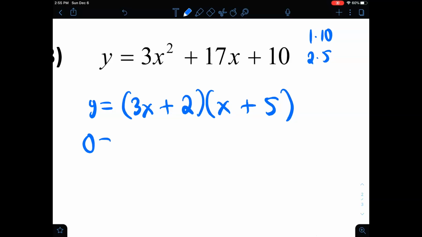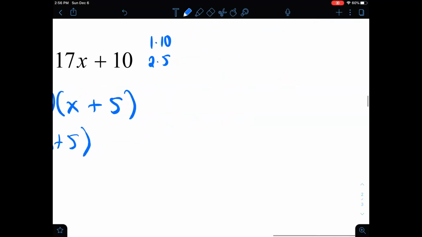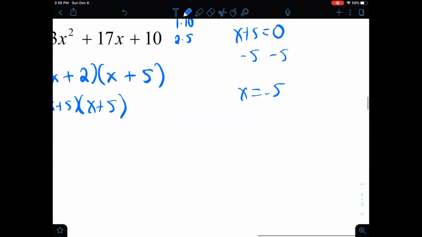So now we're going to set it equal to 0, and we're going to solve. Okay, so now we're literally going to take each part and set it equal to 0. So we're going to do x plus 5 equals 0. How do we solve that? Always subtract 5. x equals negative 5. And then we have 3x plus 2 equals 0.